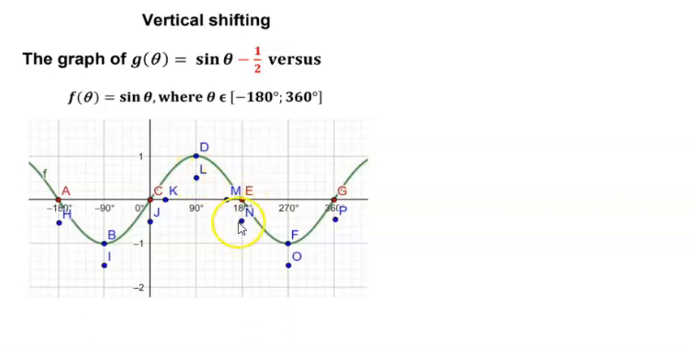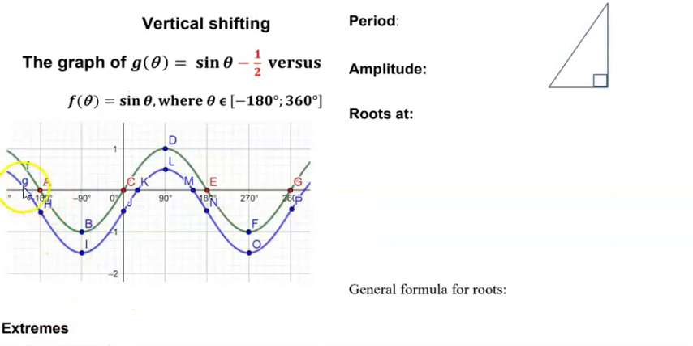From E to N is a difference of a half, and from F to O is a difference of a half, and from G to P is a difference of a half. So then we made our dots. So now we've joined all the dots to get this blue graph here, which is the graph of g.